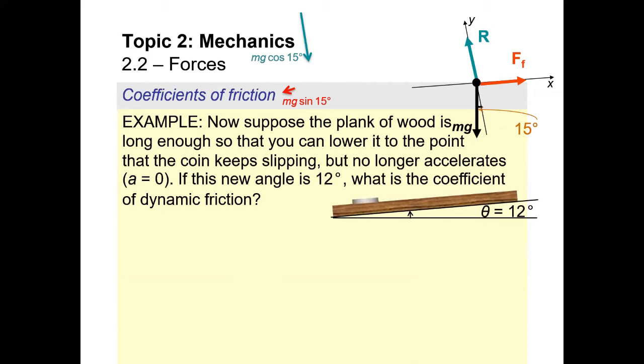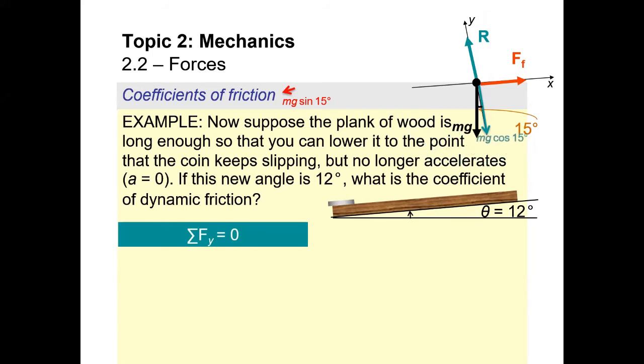Now the angle is 12 degrees, but the object is moving with constant speed, which means the resultant force in the x component equals 0. The resultant force in the y component also equals 0. Weight has a y component, which is adjacent, that is mg cos 12 degrees. R minus mg cos 12 degrees equals 0. R equals mg cos 12 degrees.